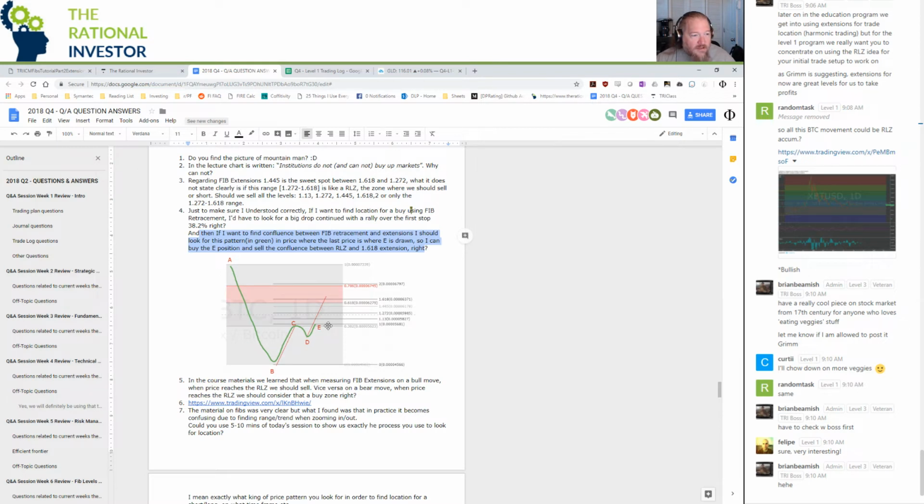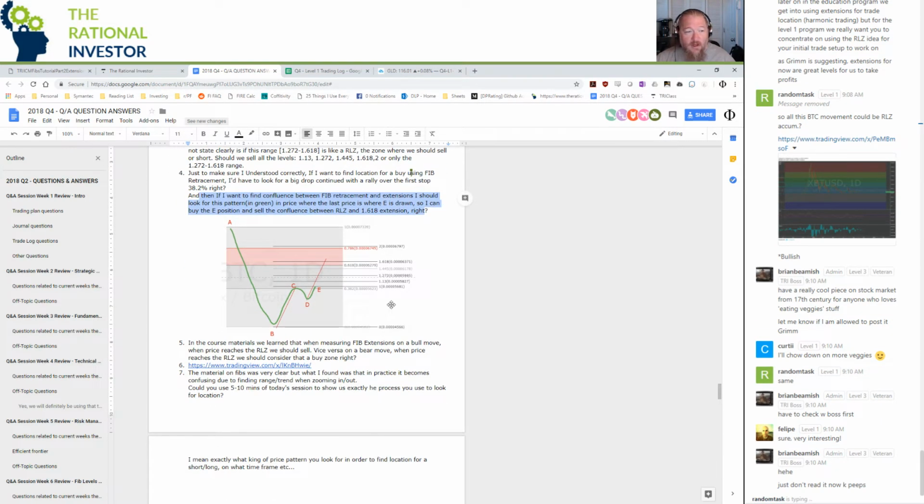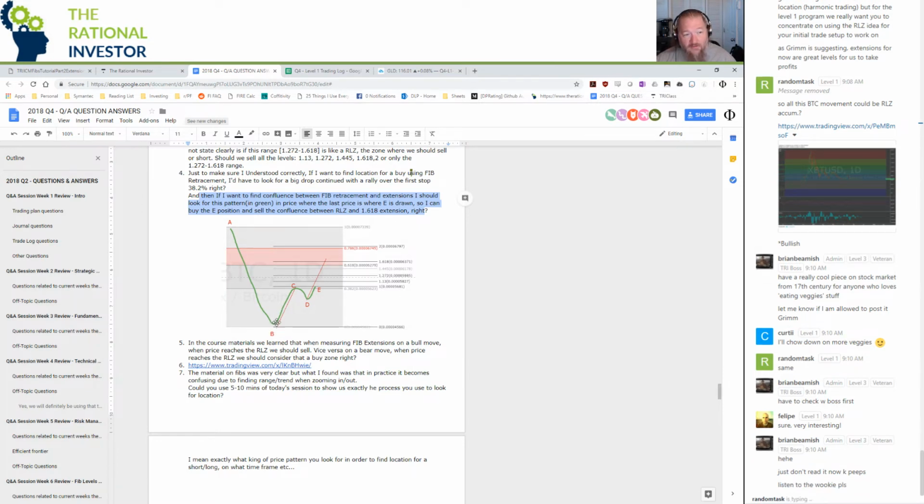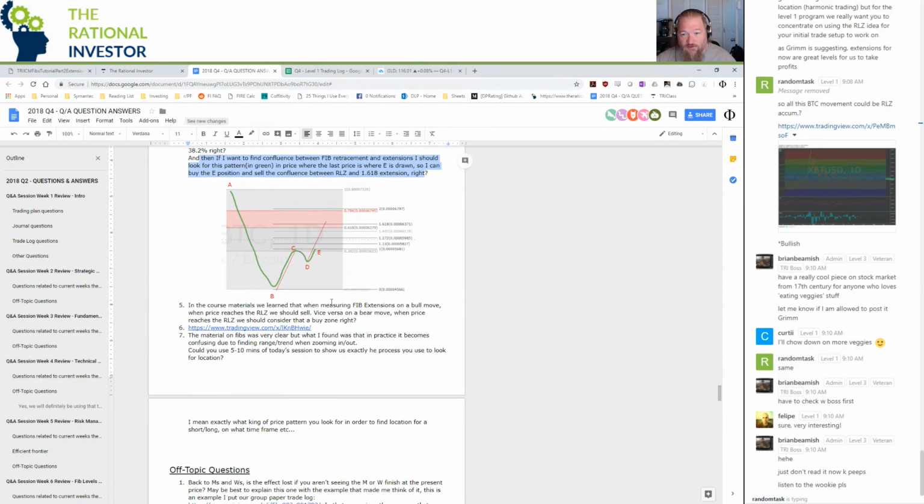So I can buy the E position and sell the confluence between RLZ and 1.8. Well, that certainly wouldn't be bad. I mean, that's more or less what we look for when we look for an ABCD pattern, right? I mean, that's pretty strong. The bot, for instance, is built around this principle.